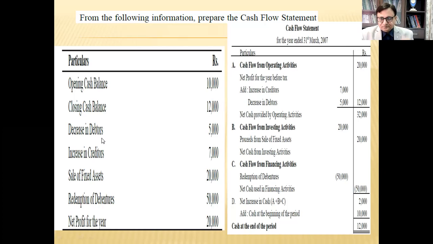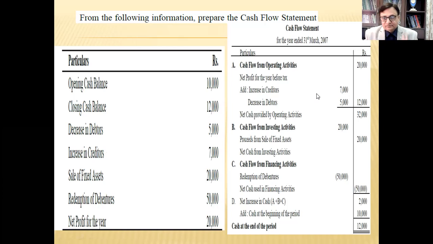debtors, it means the debtors have increased, but the cash is not realized. Here the decrease in debtors is given. So decrease in debtors means 5,000, which means cash has been realized. So whatever the decrease in debtors is, 5,000 will be added to that. Similarly, there is an increase in creditors. It means payment has not been made. So the increase in creditors will also be added.